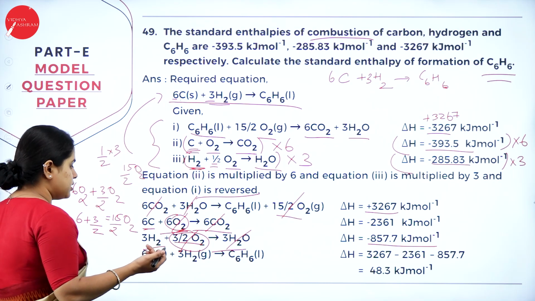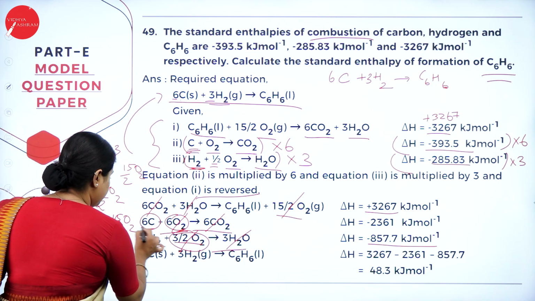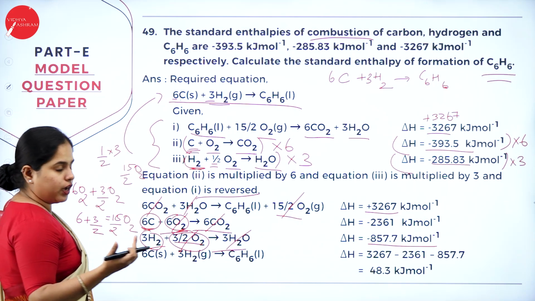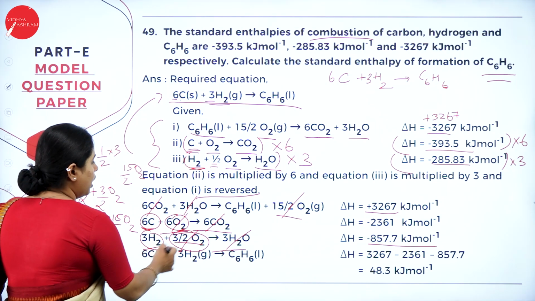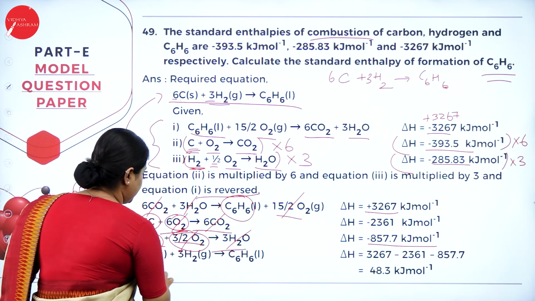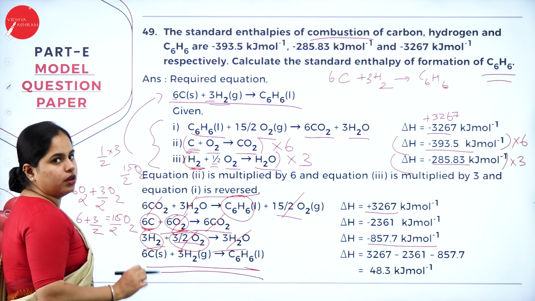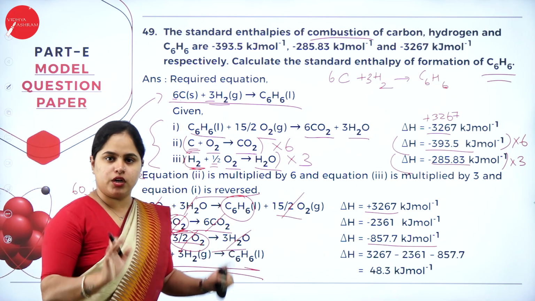Now what are the only things that are remaining? You have 6 moles of carbon, you have 3 moles of hydrogen, and you have your benzene. So that is how you obtain the final equation. That is how we ended up at the required equation.